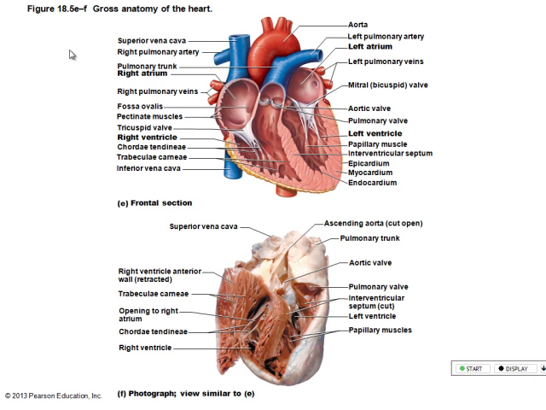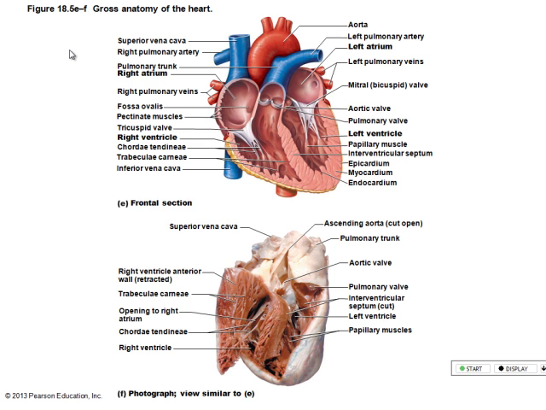Veins carry blood what? Back to the heart. Arteries carry blood away from the heart. Don't think oxygenated and deoxygenated because you'll get it wrong. Veins to the heart, arteries away from the heart. And we'll explain that in a second.